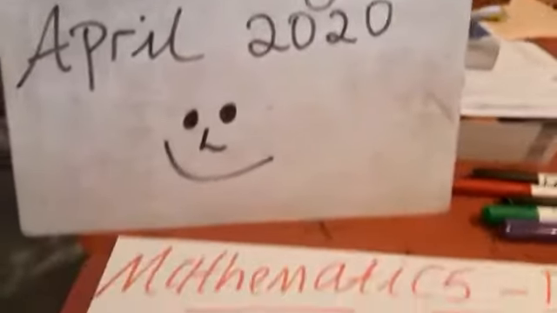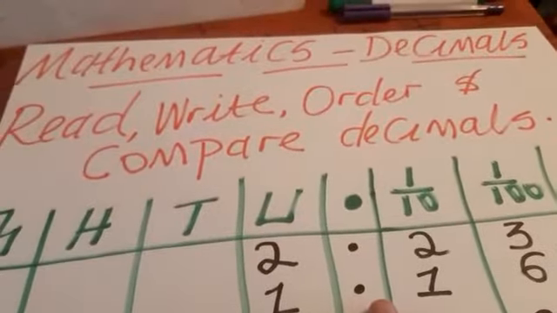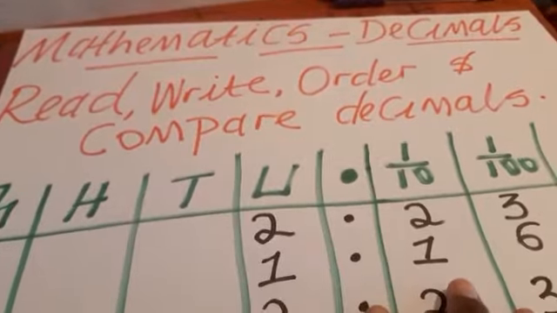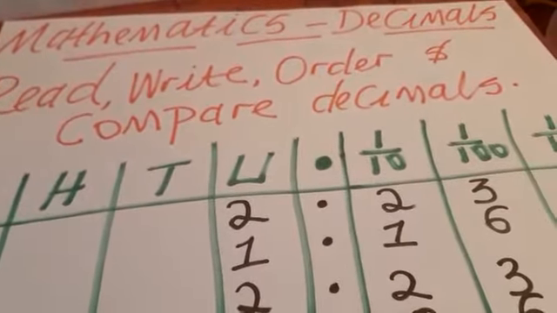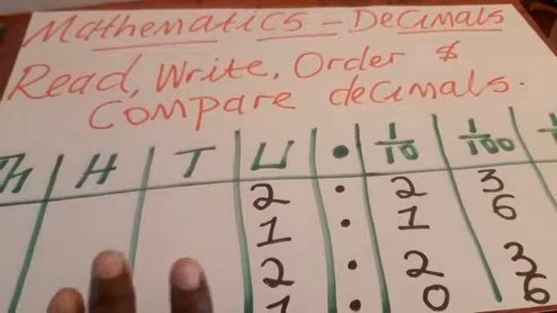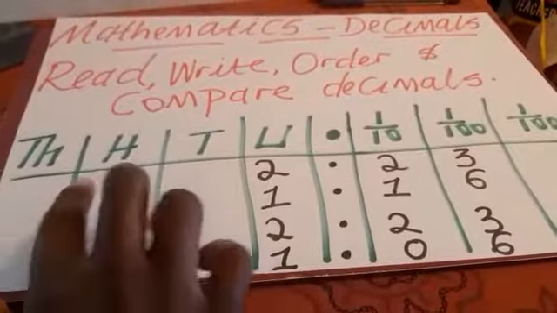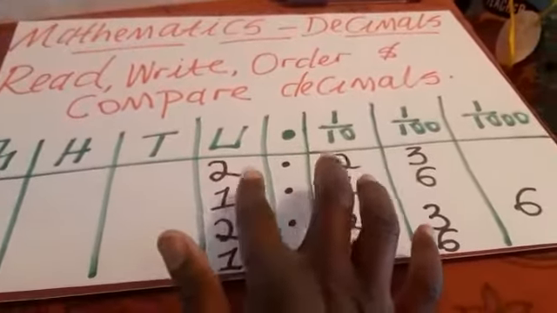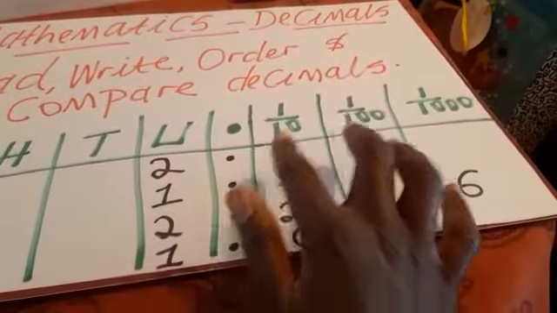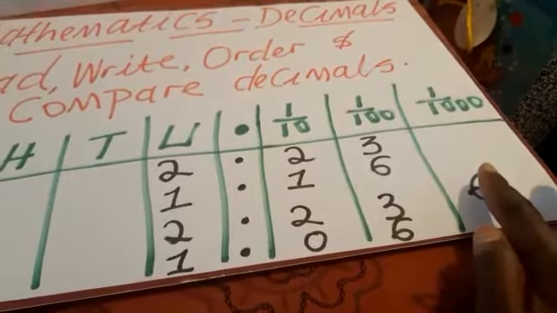So, for today's session, we are going to be looking at decimals. So, here's my paper. We are going to be reading, writing, ordering, and comparing decimals. Now, when we're looking at decimals, the best thing to do, first of all, is to set up a place value table. Here we go. So I've got my thousands, my hundreds, my tens, my units, the decimal point, then the 1/10ths, 100ths, and 1000ths.